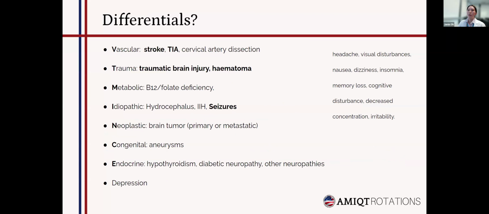So given the constellation of these symptoms and their acute nature, some differentials that pop up to mind include stroke, TIA, hematoma, seizures, but his history of sustaining head trauma from a motor vehicle accident, the mechanism of injury, as well as the unique combination of symptoms really point towards traumatic brain injury.